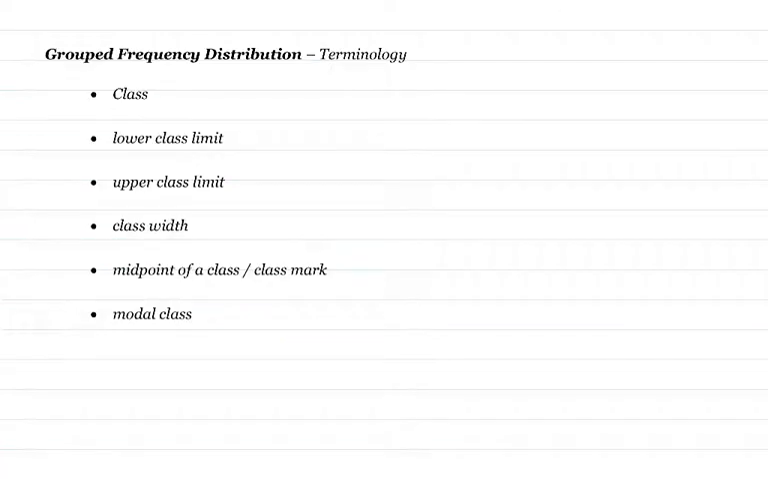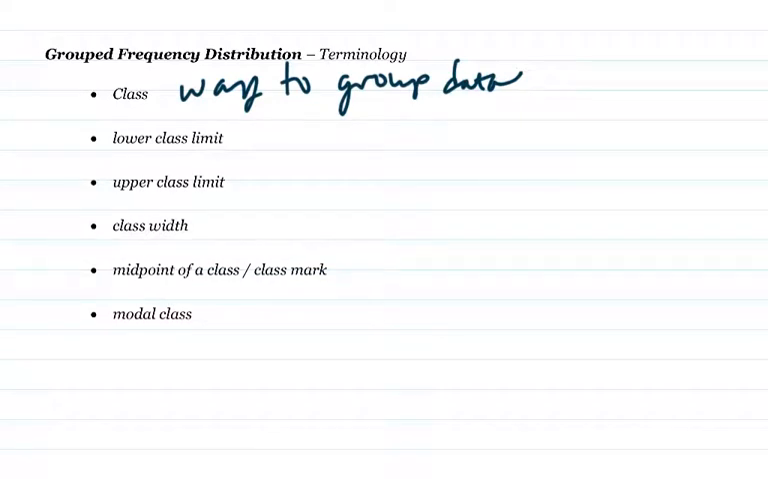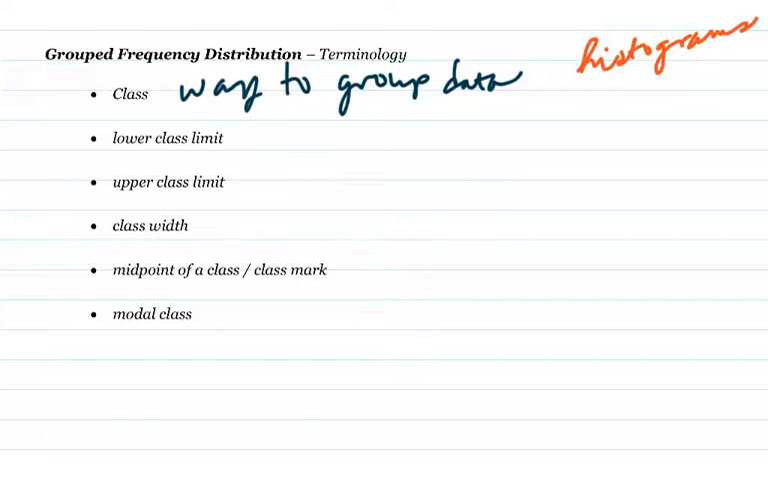Let's look at some terminology related to group frequency distributions. First thing is class, and that's a way that you group data. Sometimes it's difficult to observe the data if it were ungrouped, and so we put groups of the data together to form classes. You'll see groups of data, or classes, when we make histograms and when you make frequency polygons.